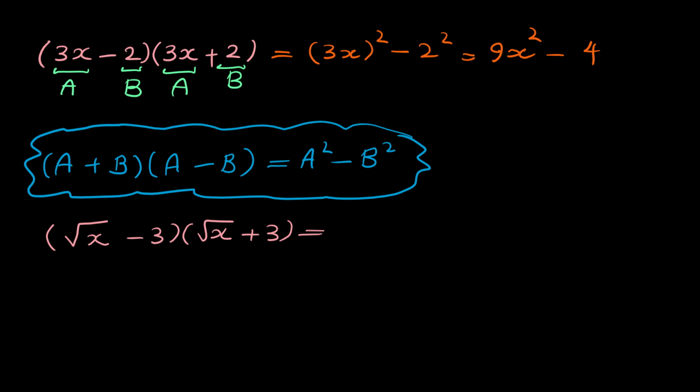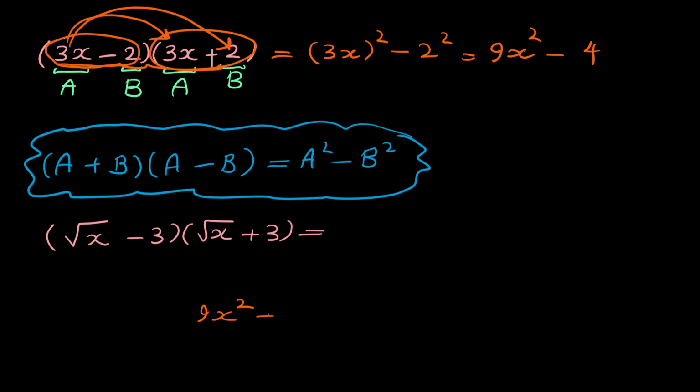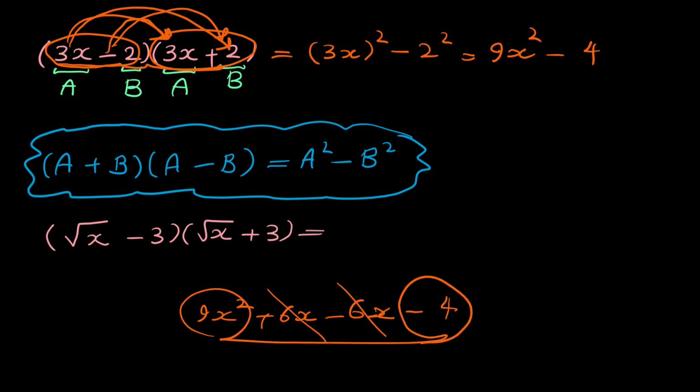Let me show you what happens if you multiply each term of this bracket in each term of this bracket. 3x times 3x is 9x to the 2. 3x times 2 is 6x. Negative 2 times 3x is negative 6x. Negative 2 times 2 is minus 4. This cancels with this, and we only have 9x to the 2 minus 4, which is this answer.